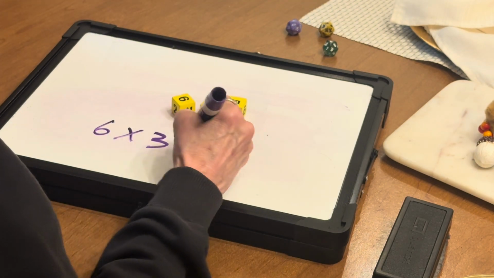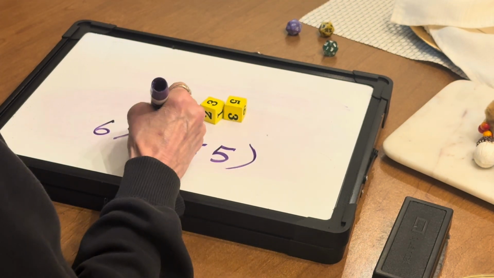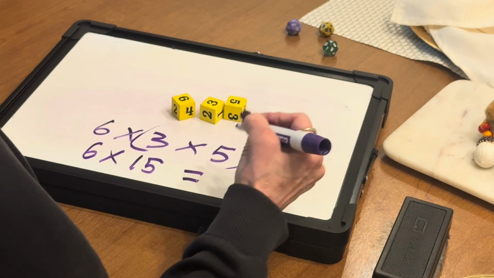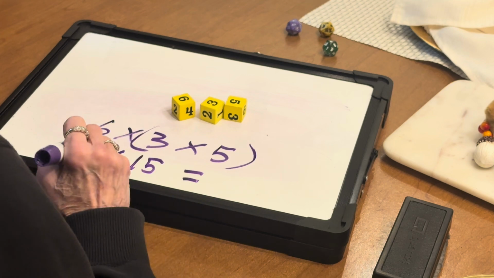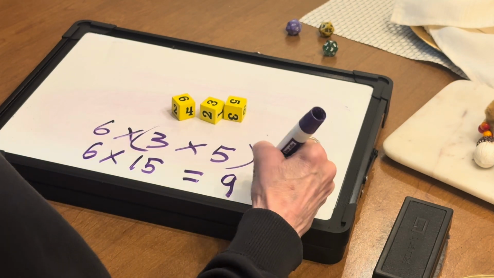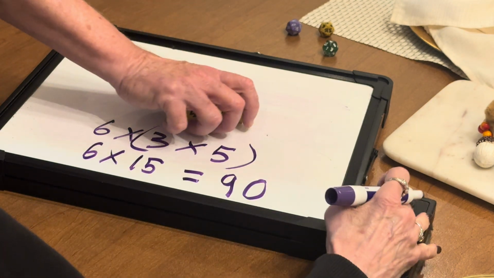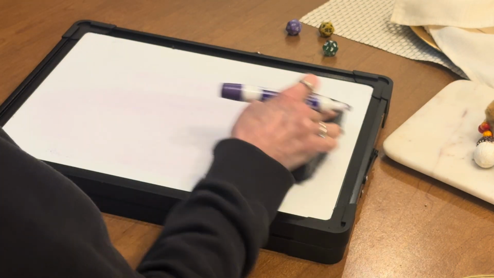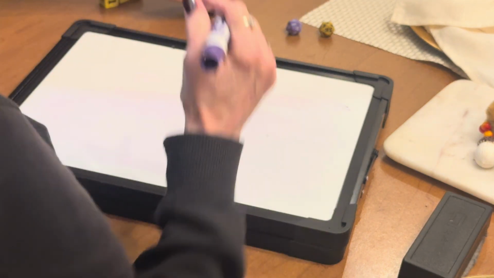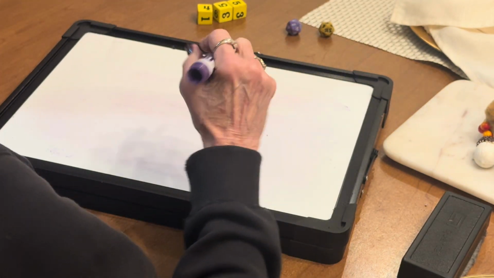6 times 3 times 5. Okay, 6 times 15 equals, now how do you think you could do that? You could think 6 times 10 is 60, 6 times 5 is 30. Put that together and you get 90. All right, now we're going to roll harder dice. We're going to roll 1 hard dice with 1 of the easier dice. So let's see.